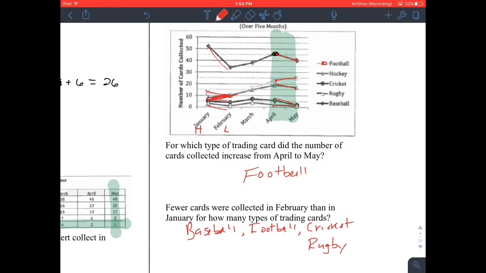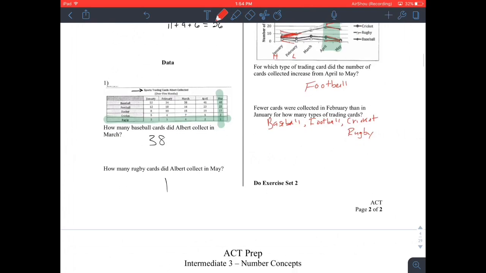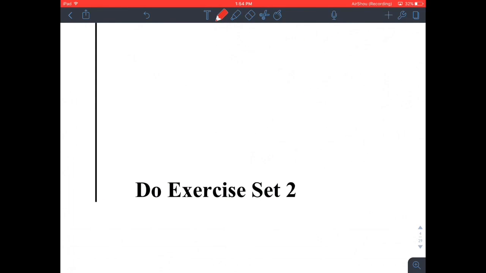The only one that went up was hockey. And it says which ones went down. So, all right, that's the conclusion of that. Please do exercise set 2.